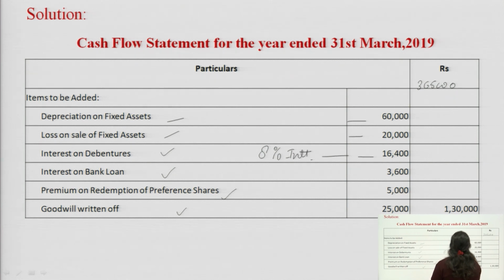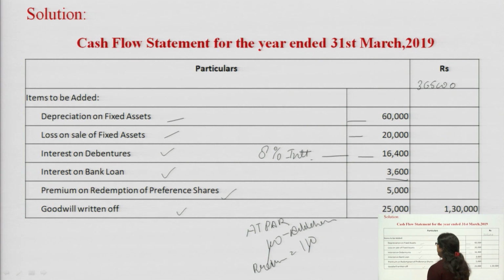Calculated at 1,16,400. Interest on bank loan was 3,600. Premium on redemption: premium is the additional amount. Suppose you are issuing a share at par, the amount is 100 rupees, but once you issue it at a premium, it would be 110, additional charges.